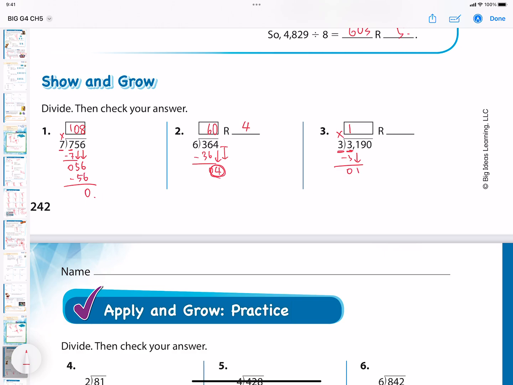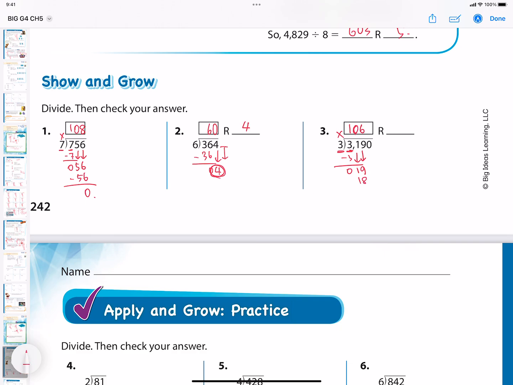3 is greater than 1, so you can't do anything. That means you have to tell them, I didn't do anything, so I'm going to put 0. And then bring the next number down, which is 9. And we know 3 times... 6, sorry. 6 times 3 is 18.